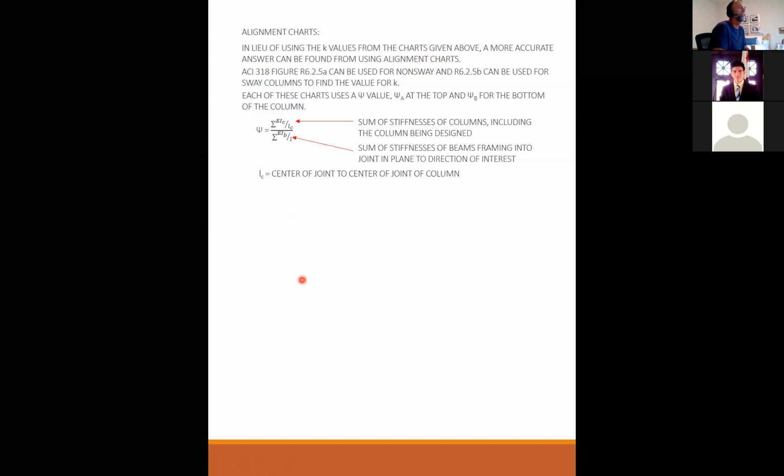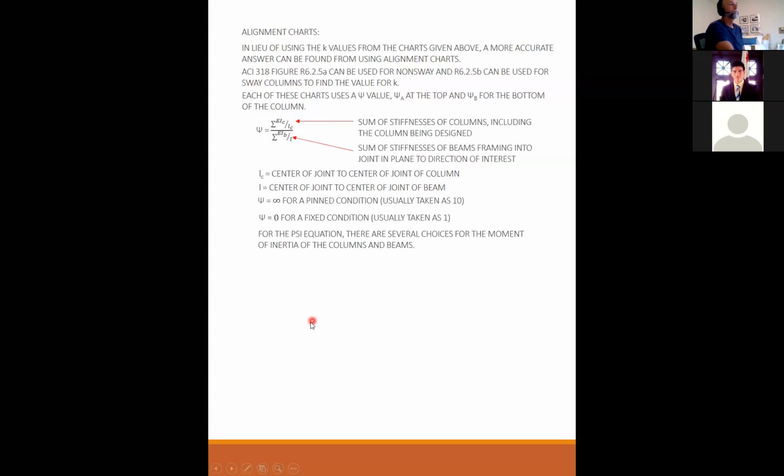L sub C is center of joint to center of joint of the column. L, center of joint to center of joint of the beam. Psi is equal to infinity for a pinned condition, but we usually take it as 10. Psi is equal to 0 for a fixed condition, but we usually take it as 1. For the psi equation, there are several choices for the moment of inertia of columns and beams. So you've got to plug in right here, I sub C and I sub B, the moment of inertia for the beams and columns.